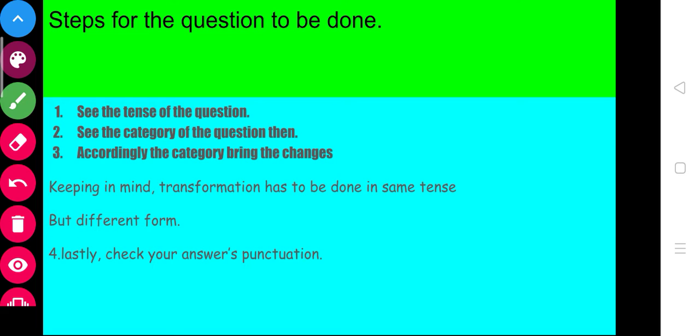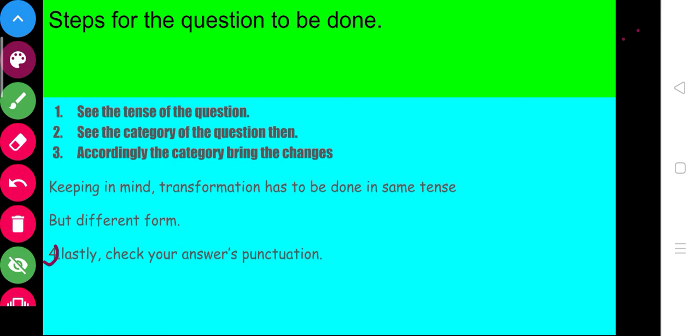Yes, here you can see that there are 4 steps which are given here. Okay, 1, 2, 3, 4. And if you're following these steps properly, then definitely your answer is going to be correct. These are the general rules that you need to follow whenever you see a question. These are the things that you need to see in the transformation of sentences generally.